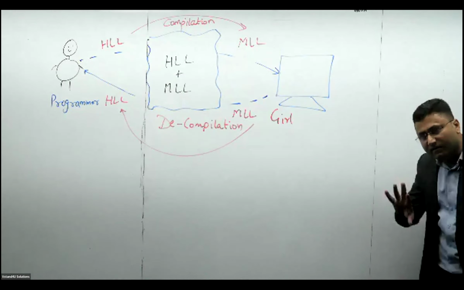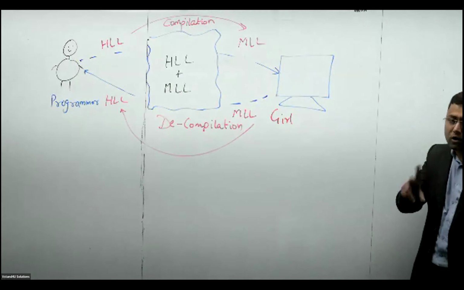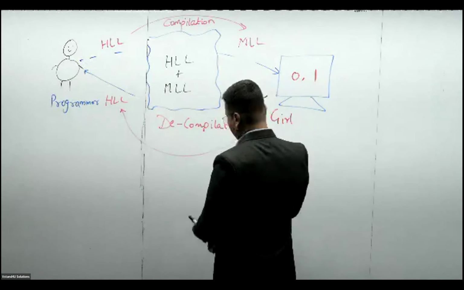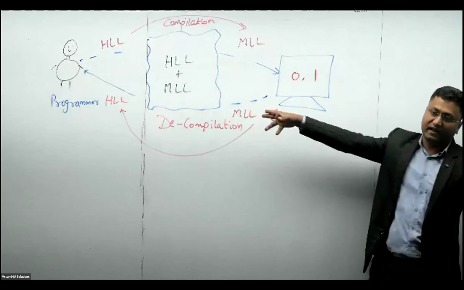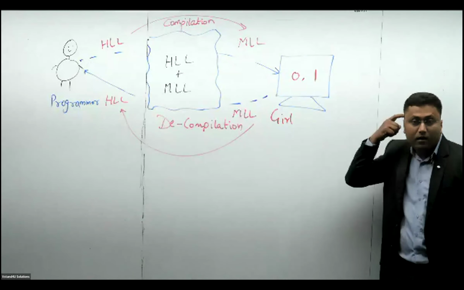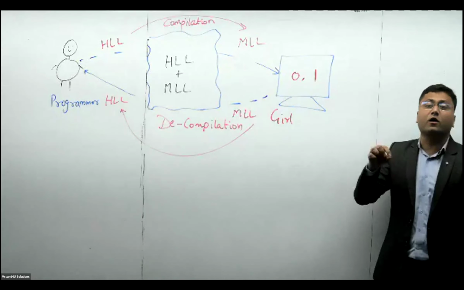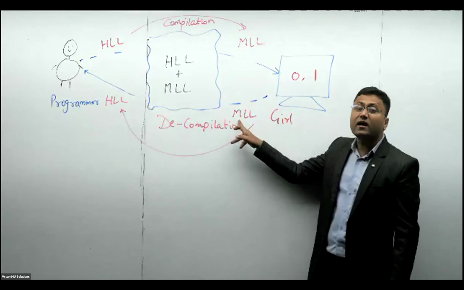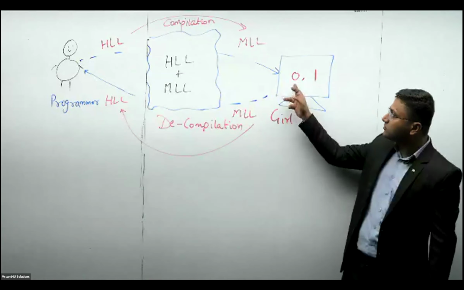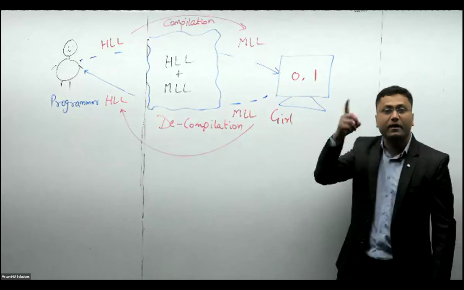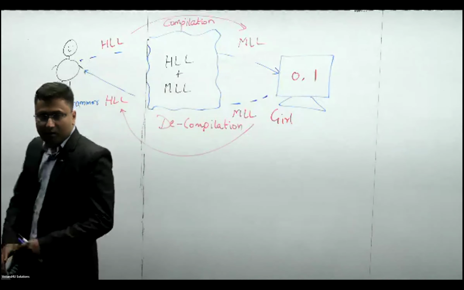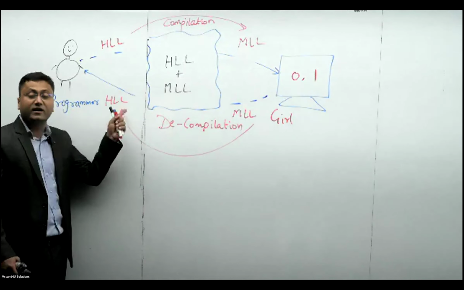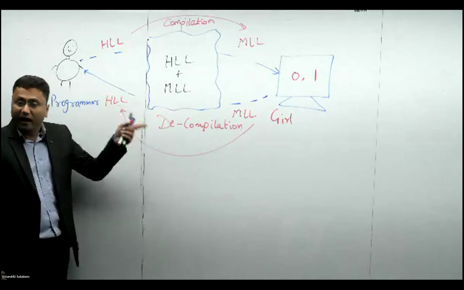Does the computer understand high level language? No, it understands only one thing: a combination of zeros and ones. We understand high level language, human understandable language. Machine level language is nothing but a 0 and 1 combination. Being programmers, we will understand human understandable language, high level language.